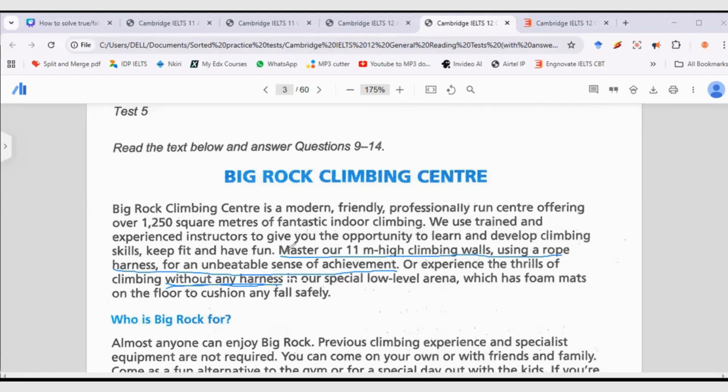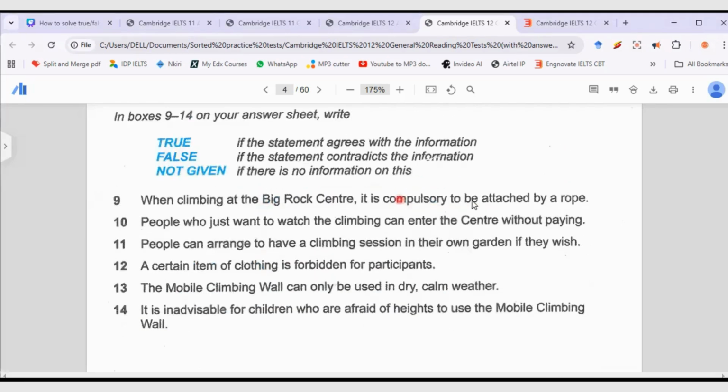So what is my conclusion, ladies and gentlemen? Based on these two sentences that I've highlighted, what will be our answer to number 9? When climbing at the Big Rock Center, is it compulsory to be attached by a rope? It's not compulsory. You have the option of using a rope or not using a rope. There's nothing compulsory in it. So our answer to number 9 is going to be false.